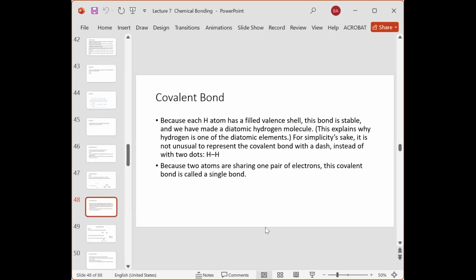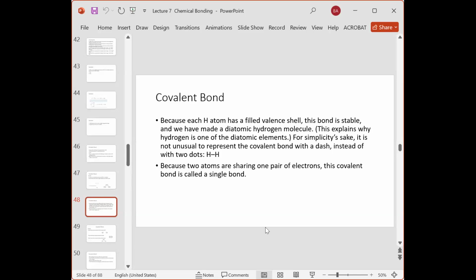Because each hydrogen atom has a filled valence shell, this bond is stable. Once they have the filled valence shell, the bond is stable, the atom becomes stable. So that one becomes a diatomic molecule of hydrogen. That's why we say hydrogen is a diatomic molecule.